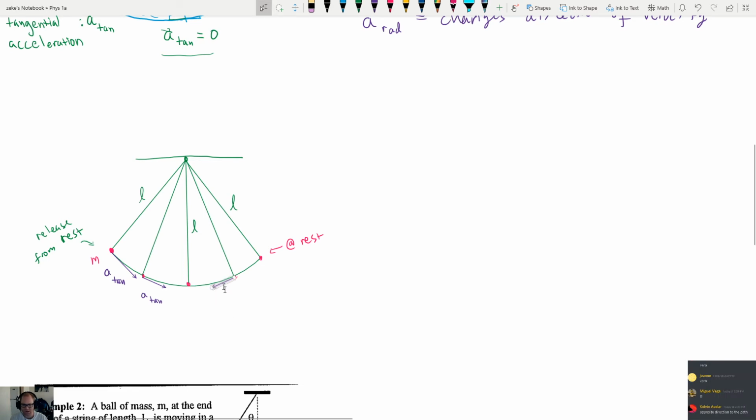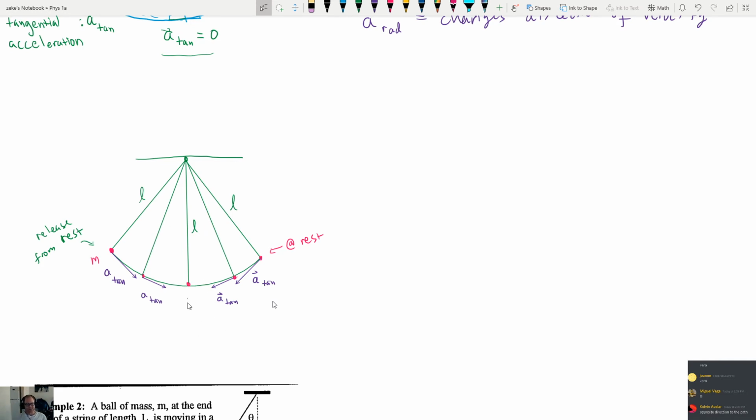And finally, when it gets back to the top right here, it's not moving, but it still has a tangential acceleration vector, and this one should probably be about as big as this first one right here. Okay. So every one of those represents a_tan. Again, a_tan is the tangential acceleration vector. Okay. And it's going to have a different velocity at every point too, right?